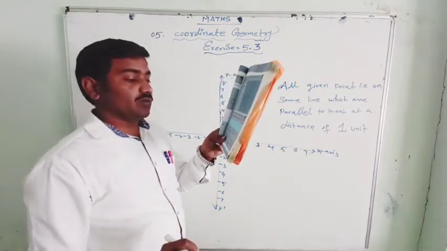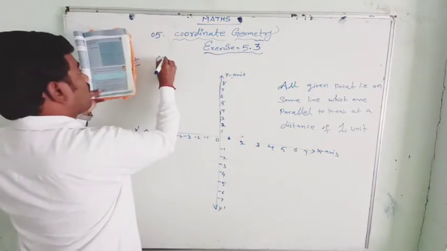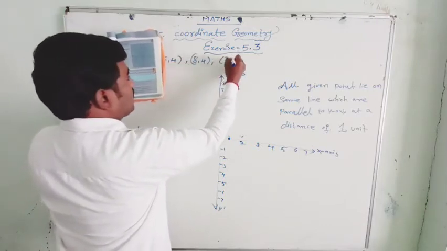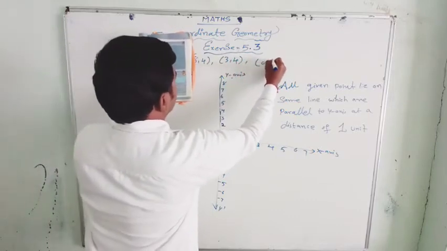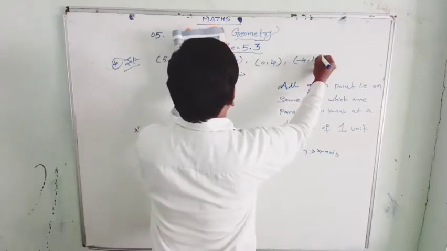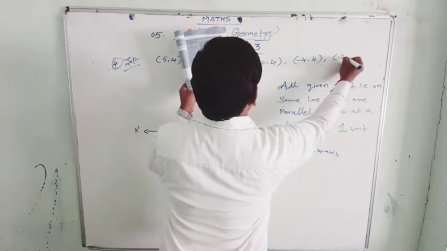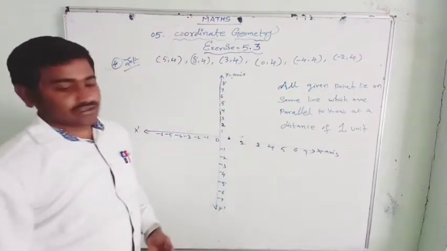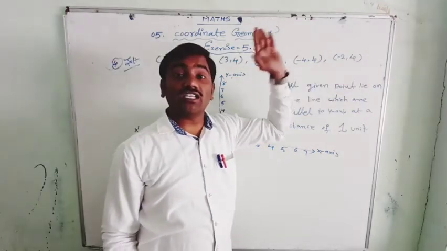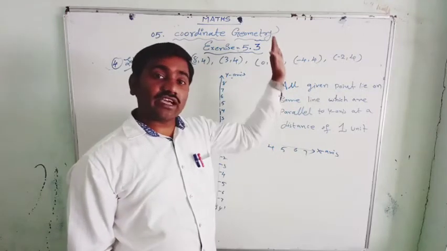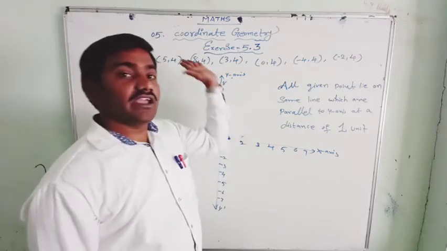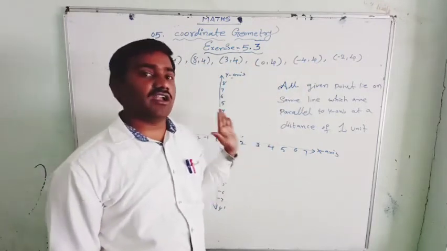What can you say about the positions of the points 5, 4, 8, 4, 3, 4? Here you can observe 0, 4. All y coordinate values are same. -2, 4. So let us locate these points now. Here all the y coordinate values are same, hence it is parallel to x-axis. If x coordinates are same of the given points, it's parallel to y-axis. If y coordinates are same of the given points, it's parallel to x-axis.